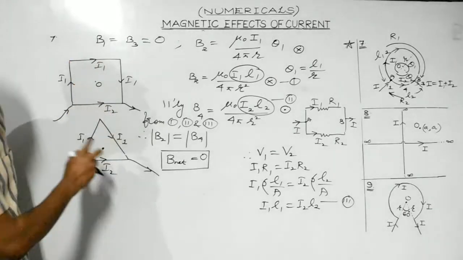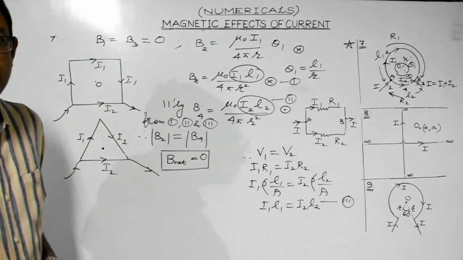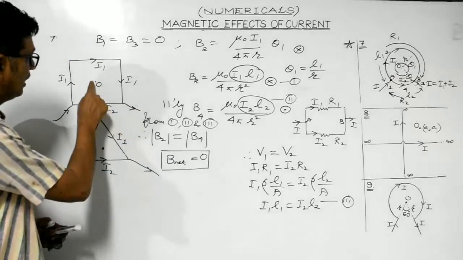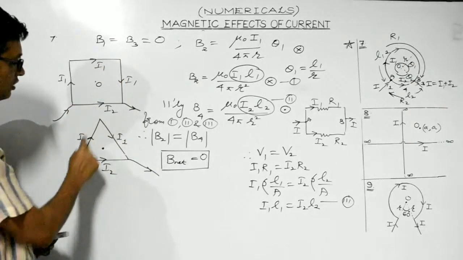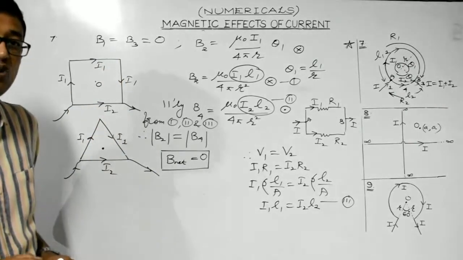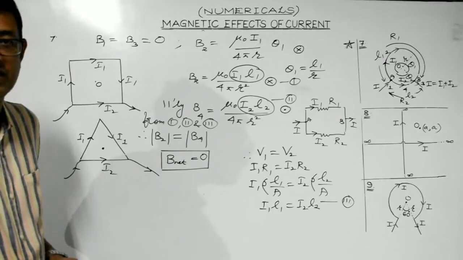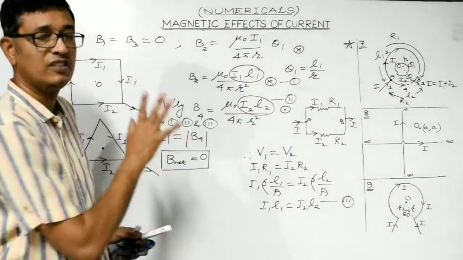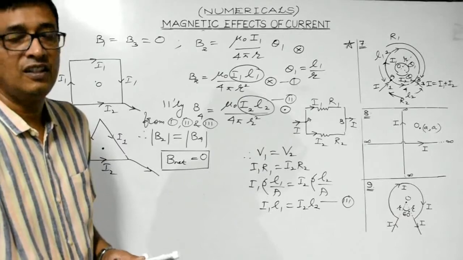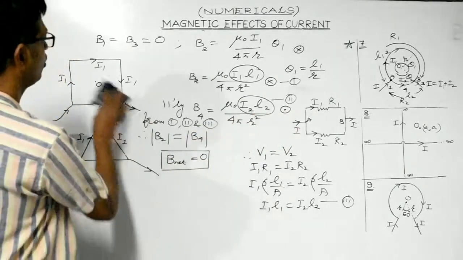So this is an assignment for you. Prove that the magnetic field at the center due to this triangular current carrying loop is 0. Right? So by using the same logic, you can easily justify the answer. So students, let's proceed to question number 8.